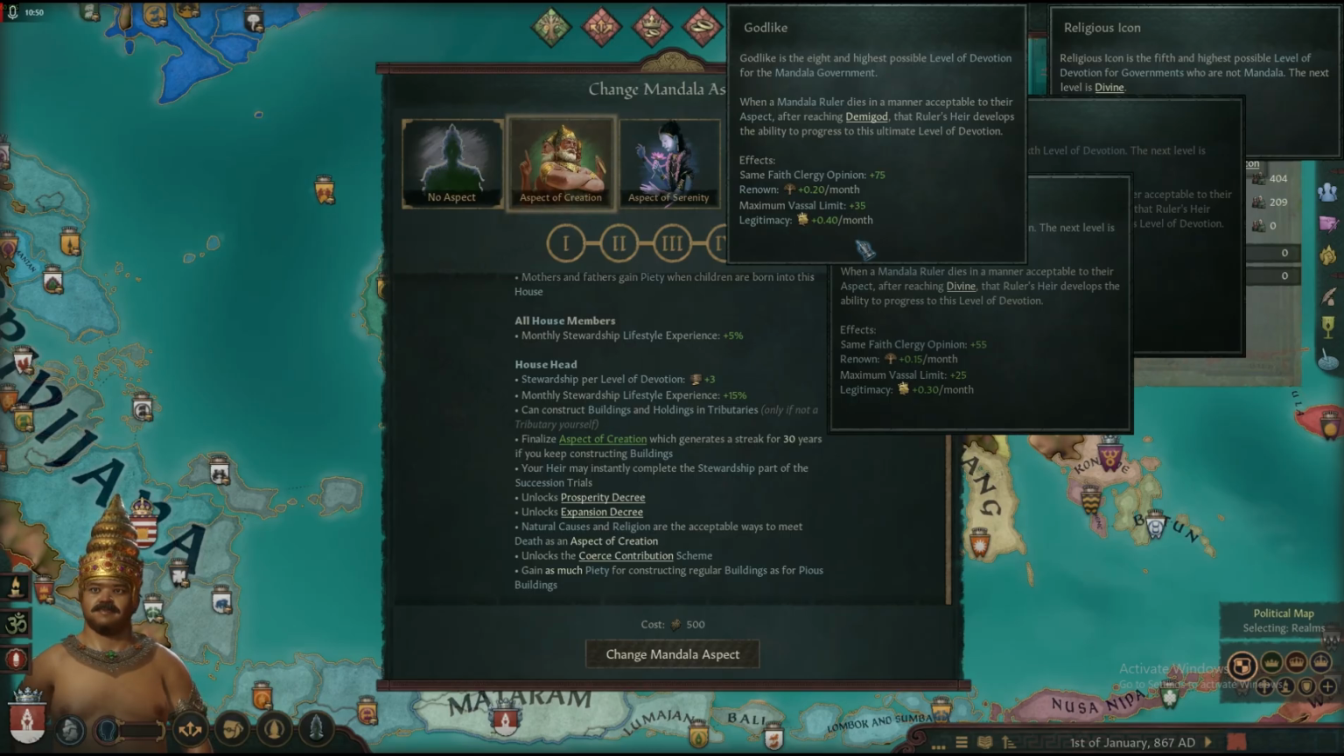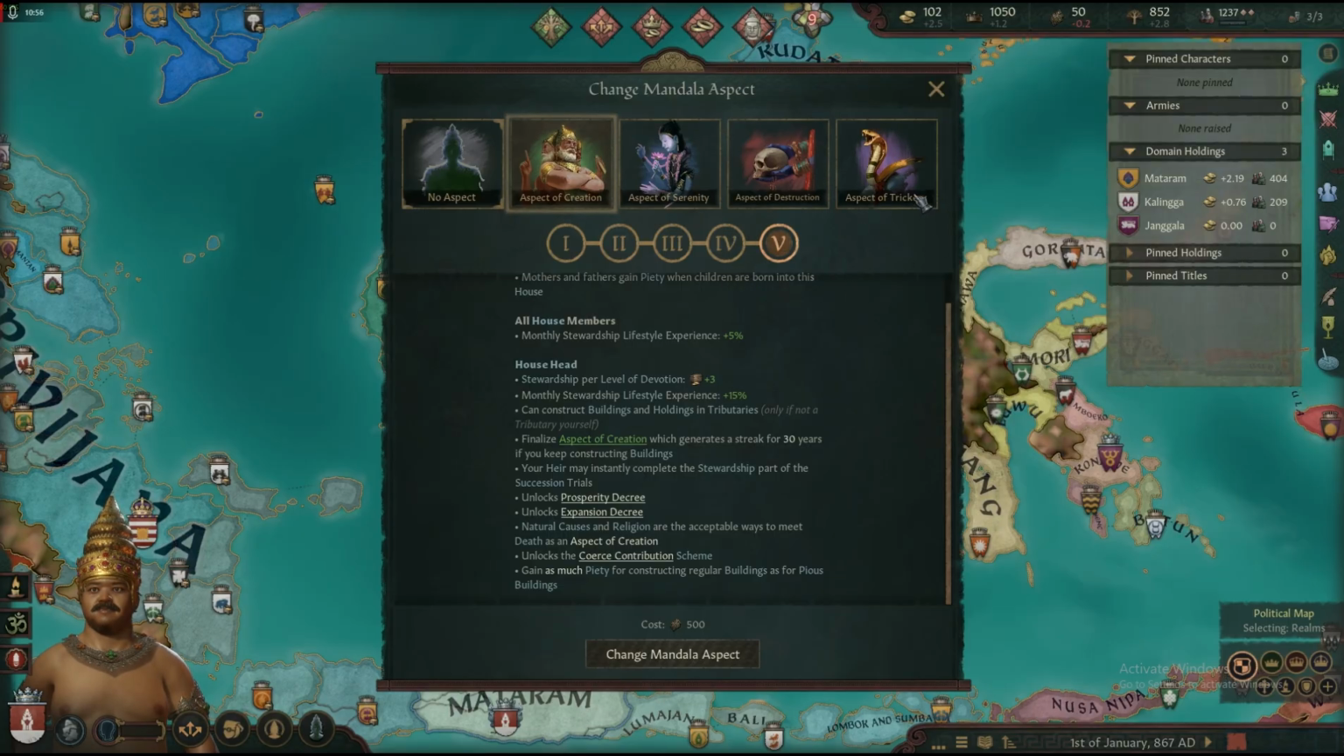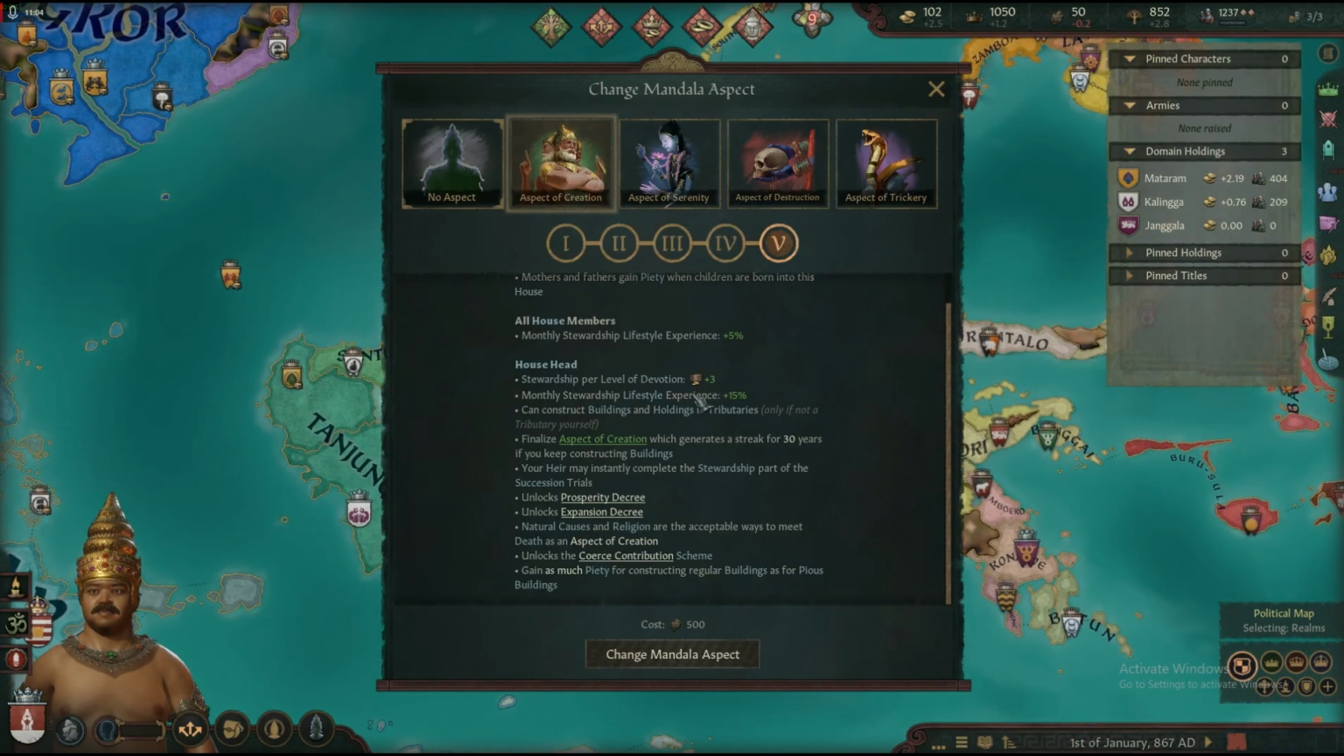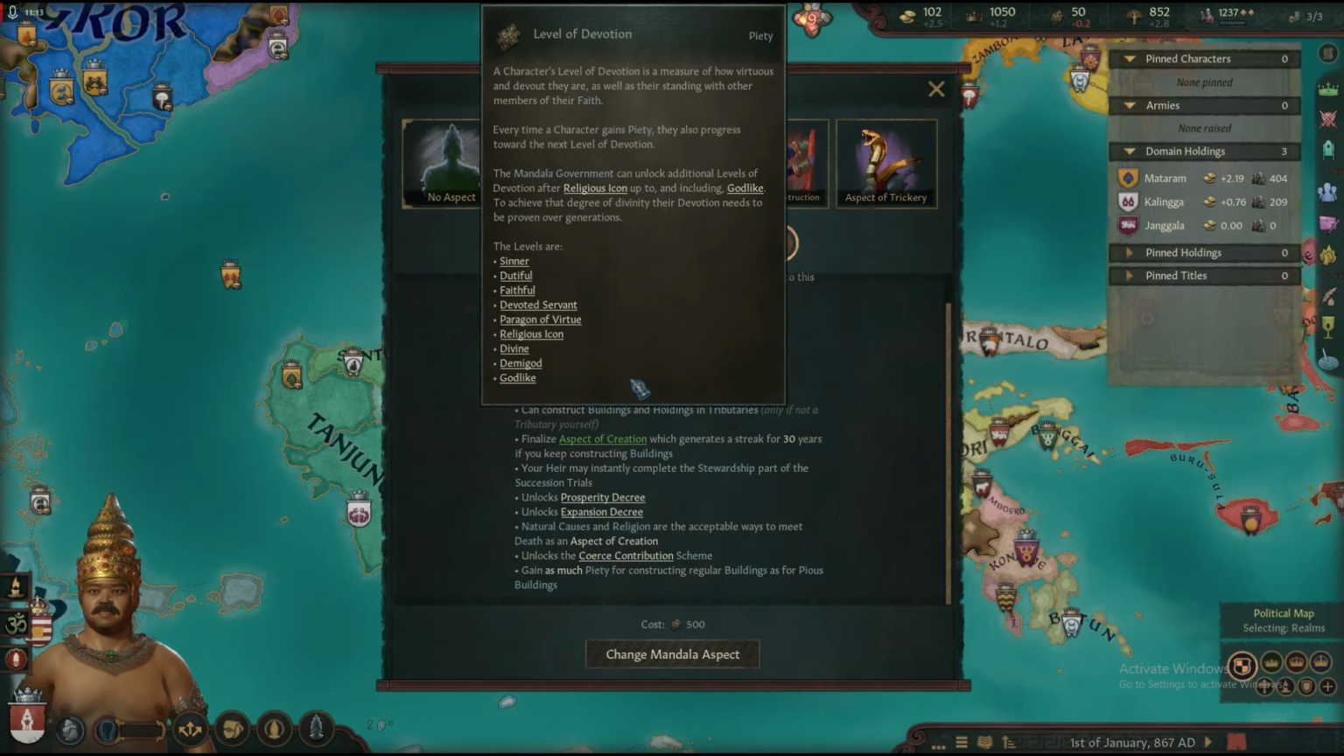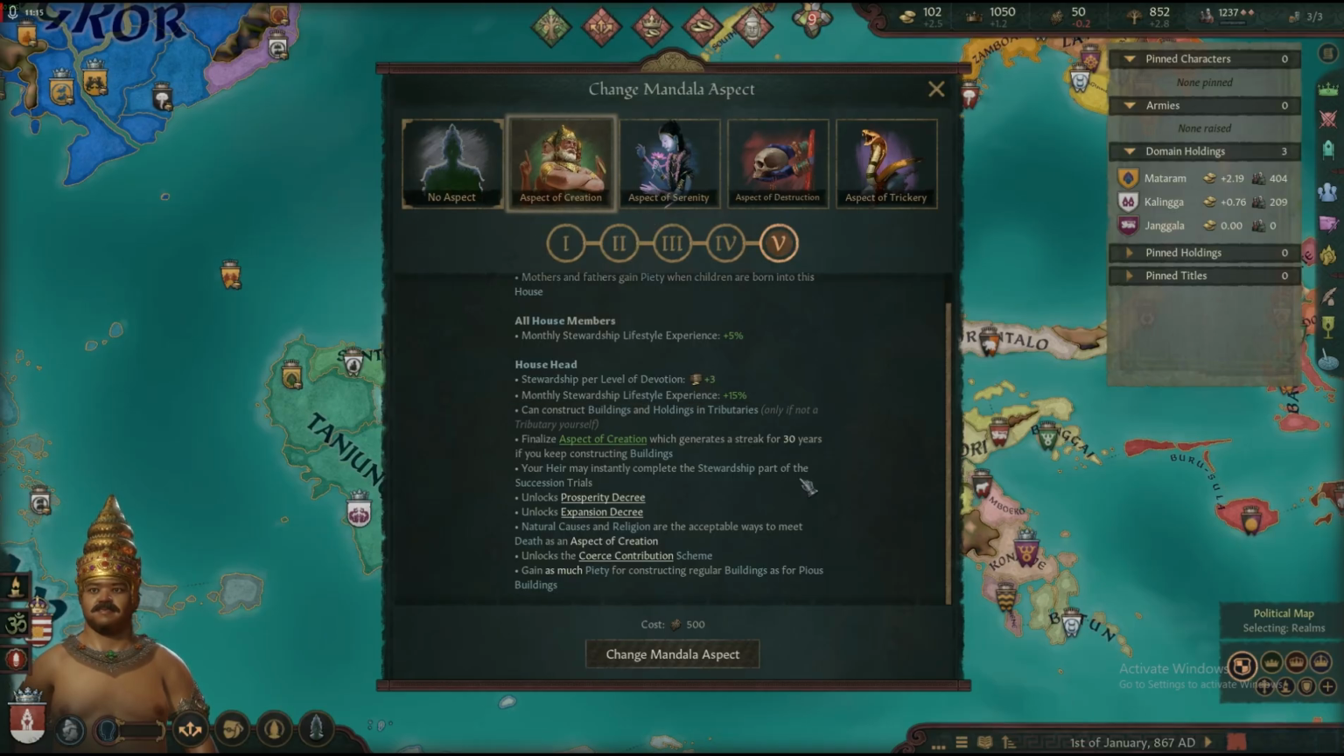Vassal limit increases as well. But essentially, you have to have your guys die in the right way. Otherwise, you won't be able to progress to the next level of devotion. And I think what happens is, if you get murdered as an aspect of creation, I think I remember this happening, but I'm pretty sure this is what happens. You actually lose a level of devotion. You don't get to go to the next rank, which is unfortunate.